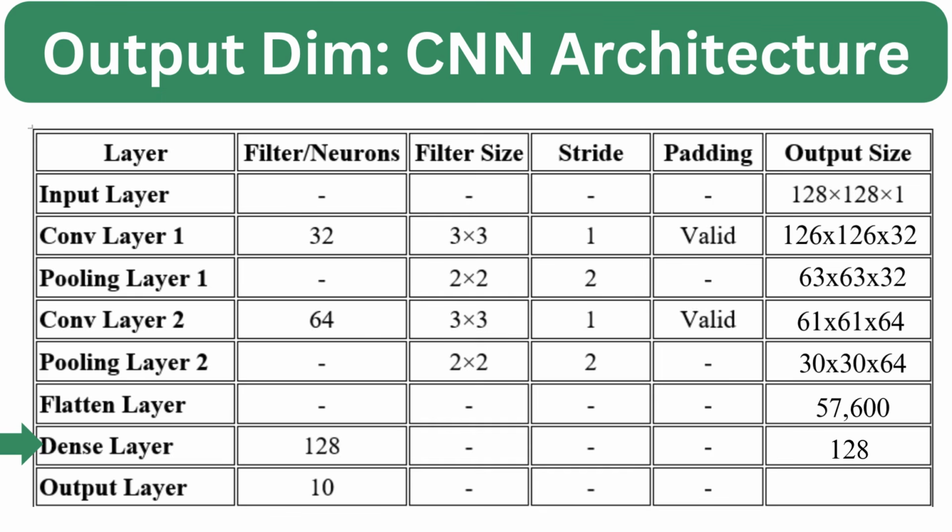So the number of neurons a layer has, the output dimension is the same. So it would be a vector of size 1 by 128. So the output dimension of the dense layer would be 128. Similarly, for the output layer, there are 10 neurons, which means the output dimension would also be 10. So that is how we computed the output dimension of each of the layer in a convolutional neural network.